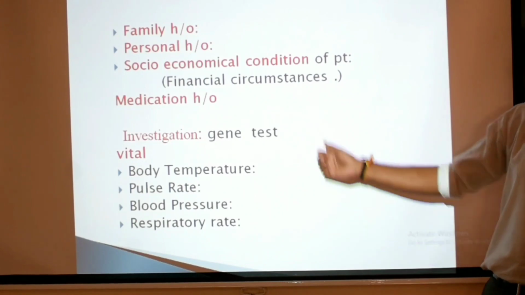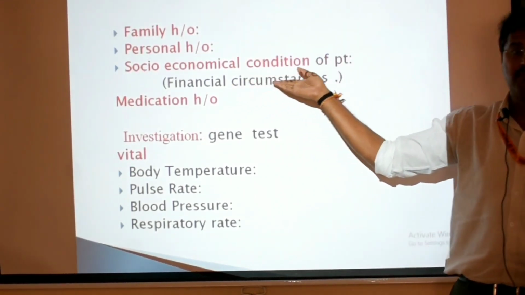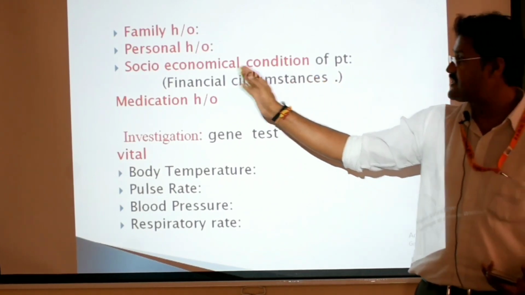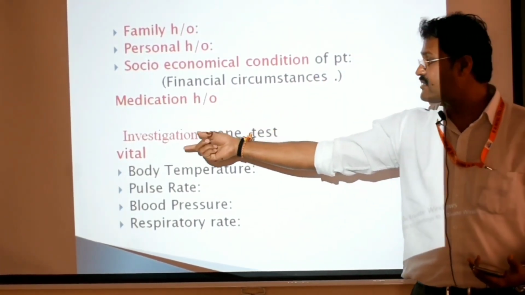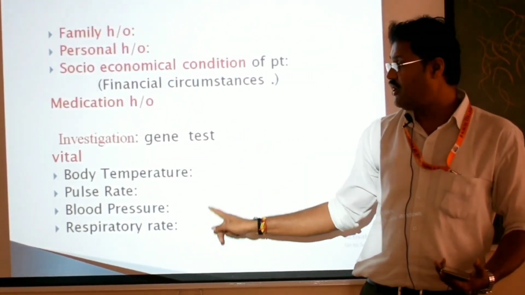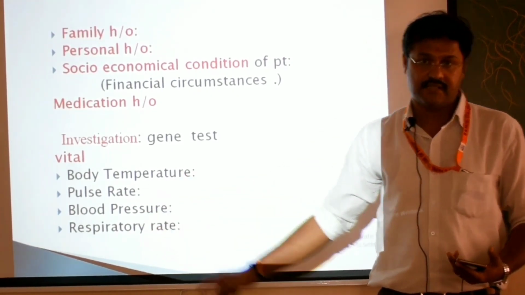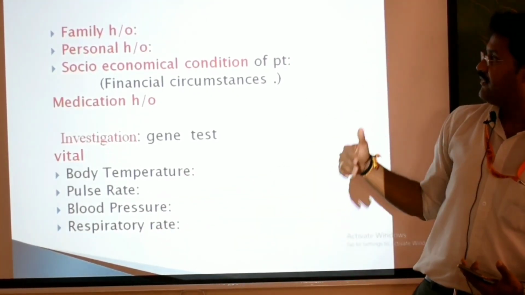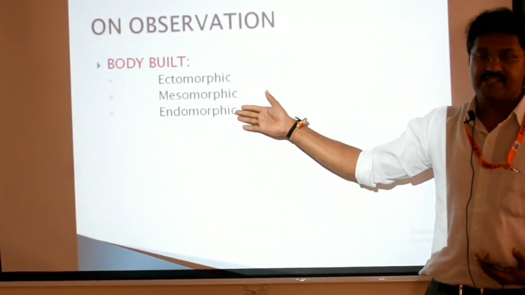Next. Now, family history, personal history, and socio-economic condition of the patient, involving financial problems or circumstances. Medication history, if the patient takes any medication. Investigation, mostly genetic tests. Vital signs, including body temperature, pulse rate, blood pressure, and respiratory rate, are measured during assessment. Next, on observation, see body weight and body type: ectomorphic, endomorphic, and mesomorphic.